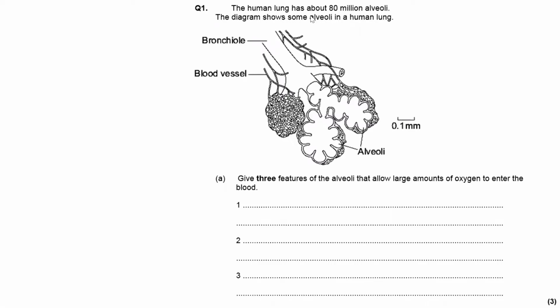The diagram shows some alveoli in a human lung, with the bronchiole, so it's a more detailed diagram. Blood vessels, scale 0.1 millimeters. Okay, so that's a tenth of a millimeter.